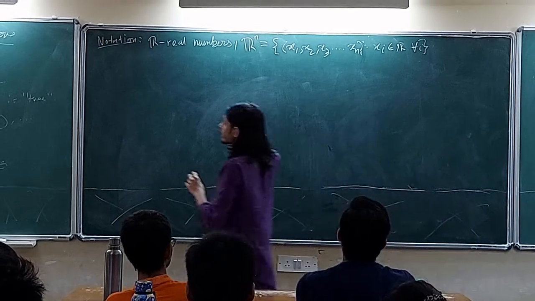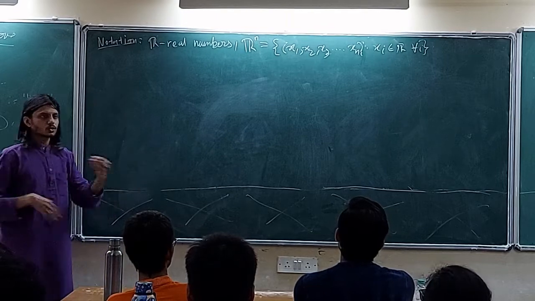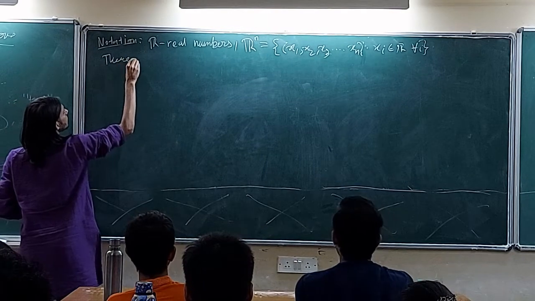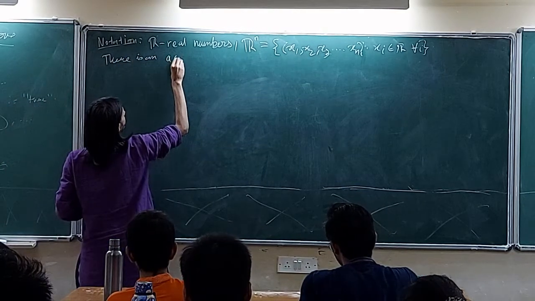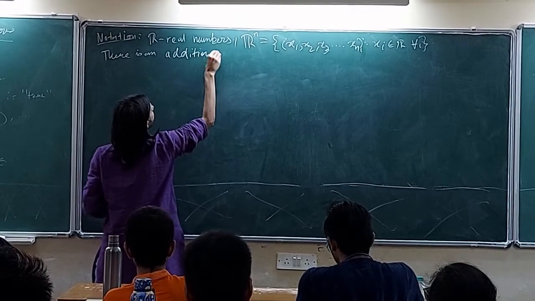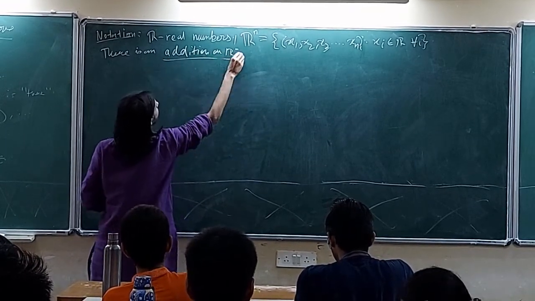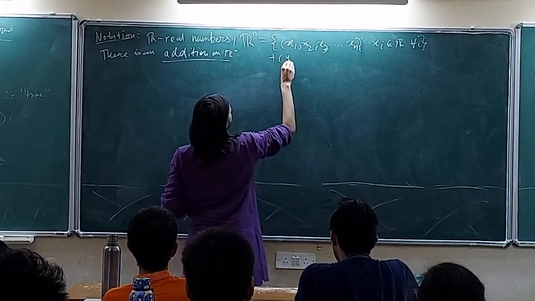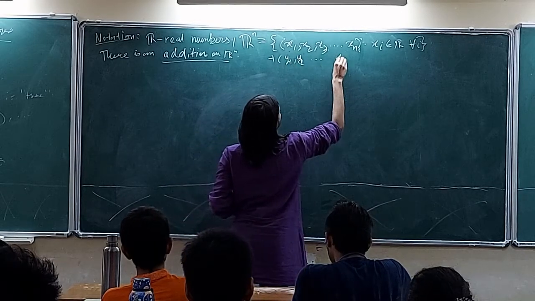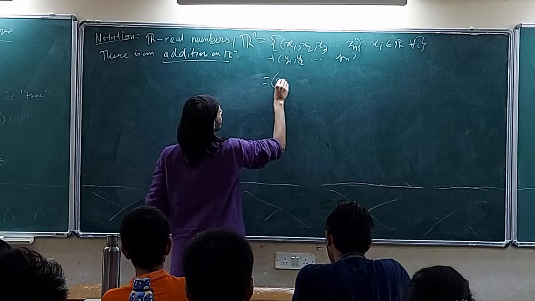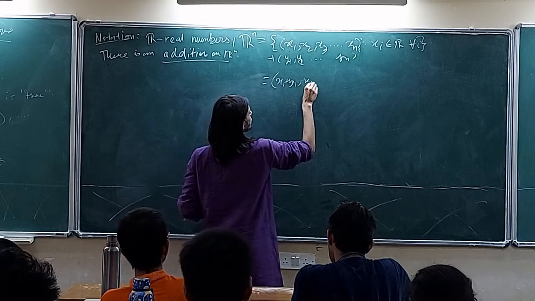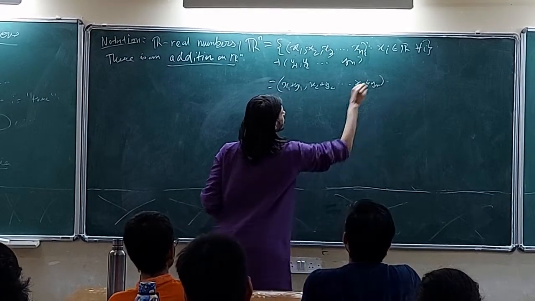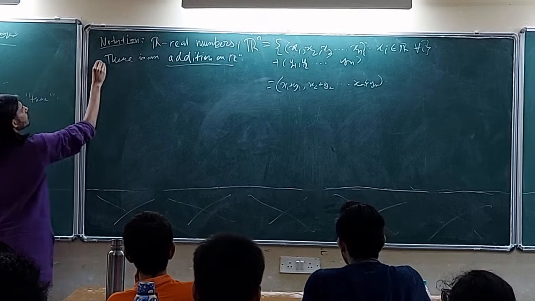Now Rn has some very natural things associated with it. So what are those natural things? There is an addition on Rn. That's just component wise. So for example, what is (x1, x2, x3, ..., xn) plus (y1, y2, ..., yn)? Well, it's just component wise: x1 plus y1, x2 plus y2, and so on until xn plus yn. So there is an addition on Rn.